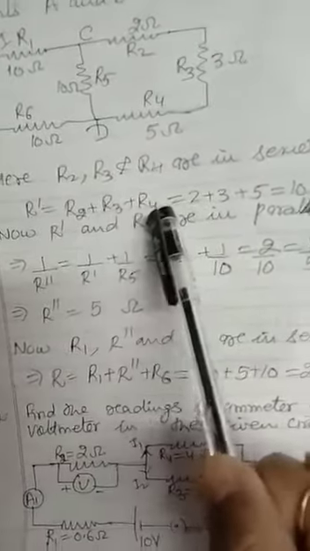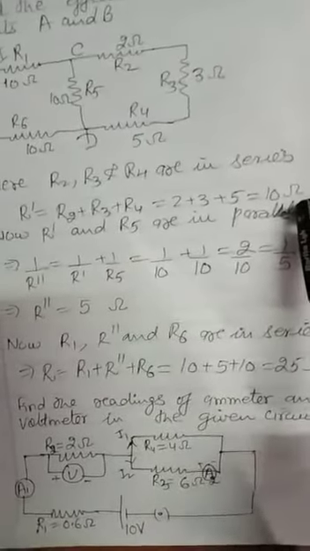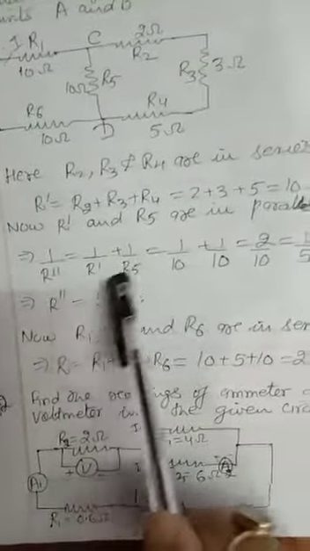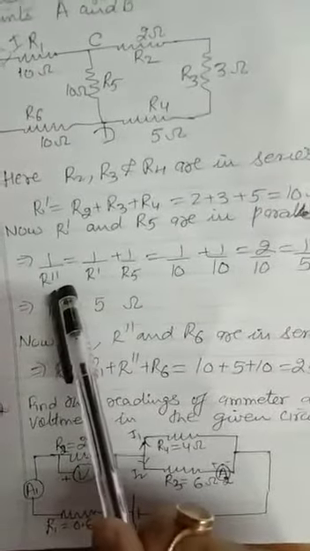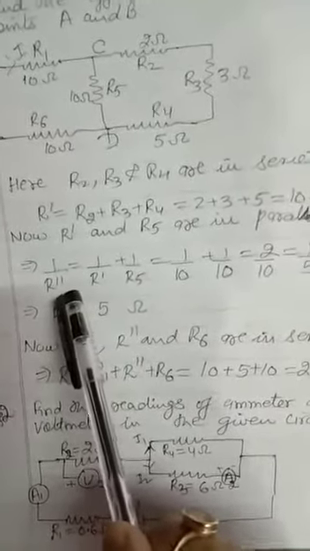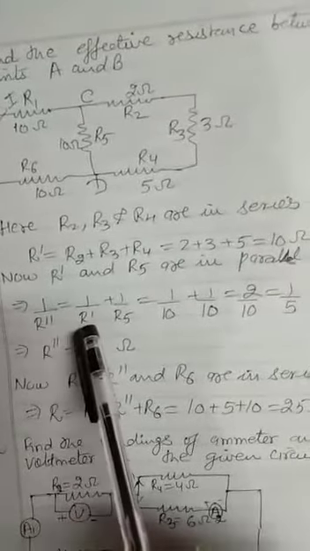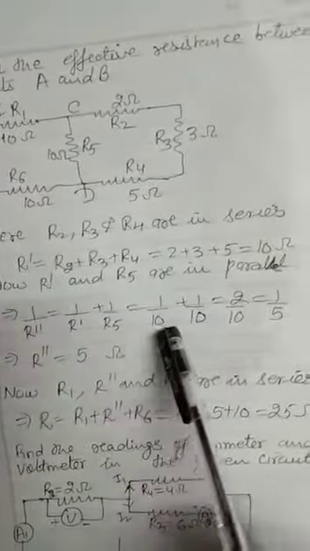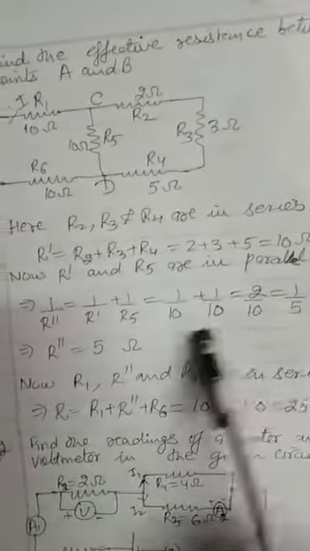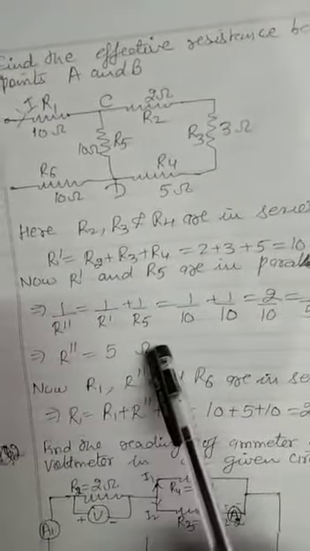R5. So we calculate that R dash is R2 plus R3 plus R4, means 10 ohm on substituting the values, and R dash and R5 are in parallel, so we substitute the values. So the net resistance we are taking as R double dash, because R we take for the final answer. So 1 upon R double dash is 1 upon R dash plus 1 upon R5, means 1 upon 10 plus 1 upon 10. So on solving we get R double dash is 5 ohm.